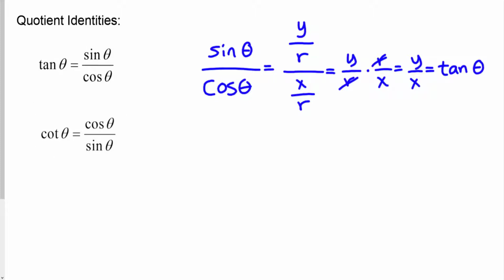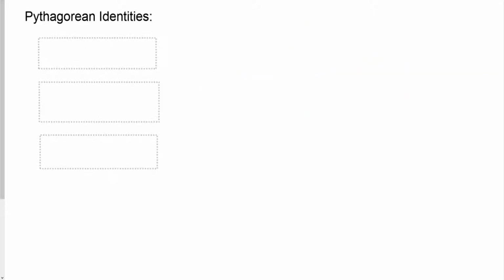As well, cotangent is just cosine over sine. Pythagorean identities. Of all the identities you're going to learn in this class, this is probably the one that you'll use the most going forward into later courses, which is good because it's really the easiest one to remember. Sine squared theta plus cosine squared theta is equal to 1.